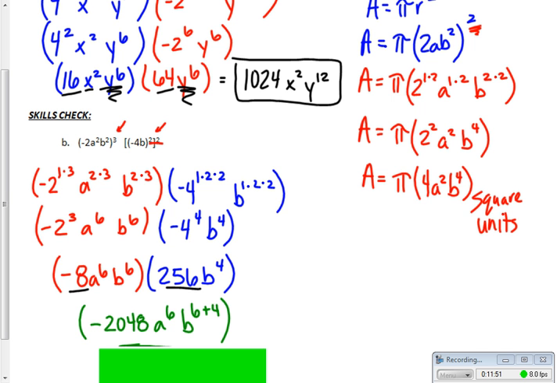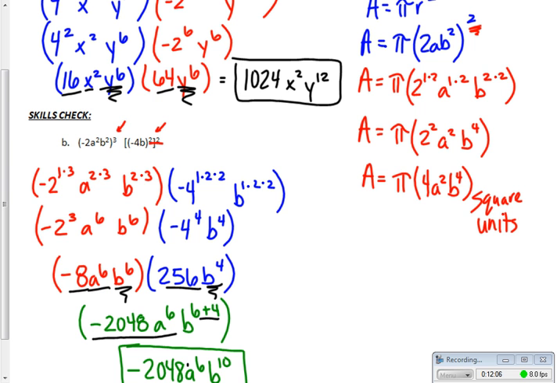Now I just go ahead and drop a to the sixth in there because there's no a to the sixth on the other side. Now I have b to the sixth and b to the fourth. Multiplying, same base, add the exponents as we did there. We should wind up with an answer of negative 2048 a to the sixth, b to the 10th. This concludes 4-1 multiplying polynomials, or multiplying monomials, lesson 25 worksheet.